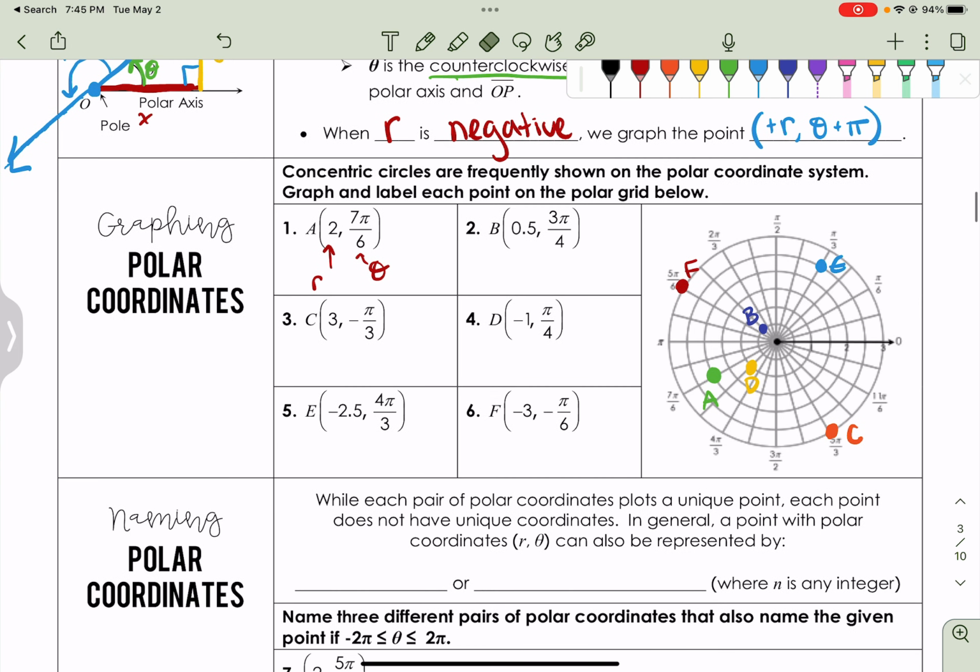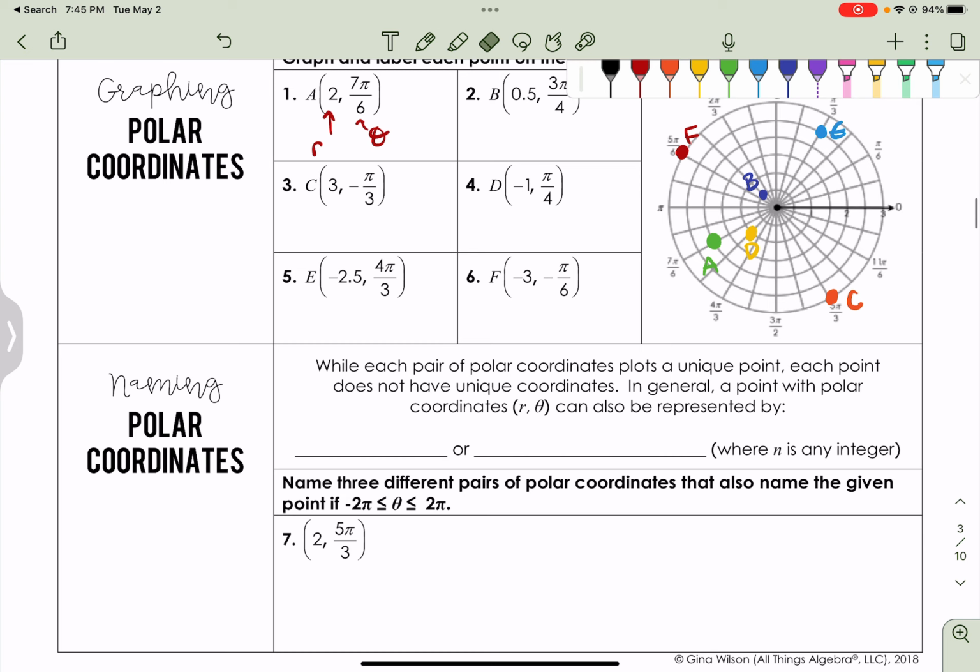So when we name polar coordinates, we want to name all of the coterminal angles and versions of r that can land in the same place. Because I can use positive or negative radii, being able to name multiple versions of an angle is very helpful, especially when plotting a difficult angle. So while each pair of polar coordinates plots a unique point, each point does not have unique coordinates. We have infinitely many because of those beautiful coterminal angles.